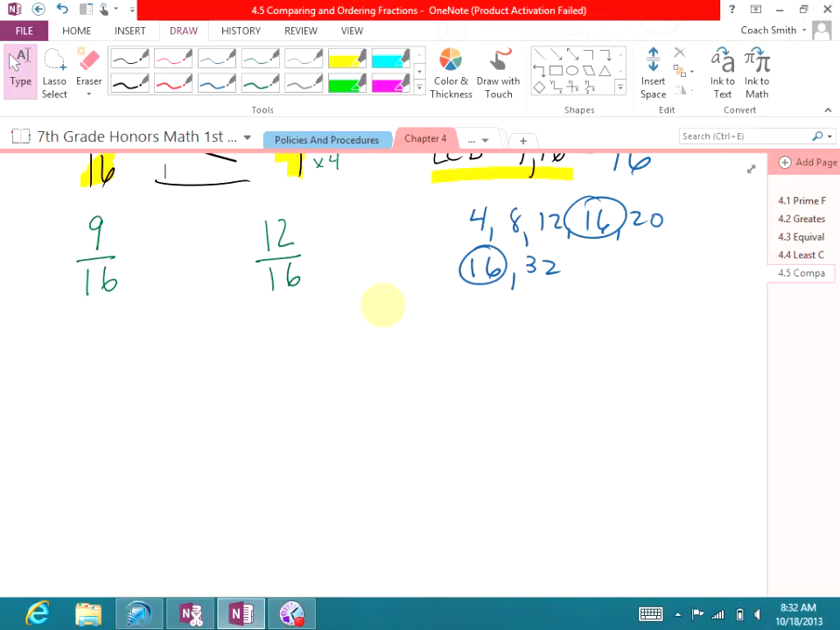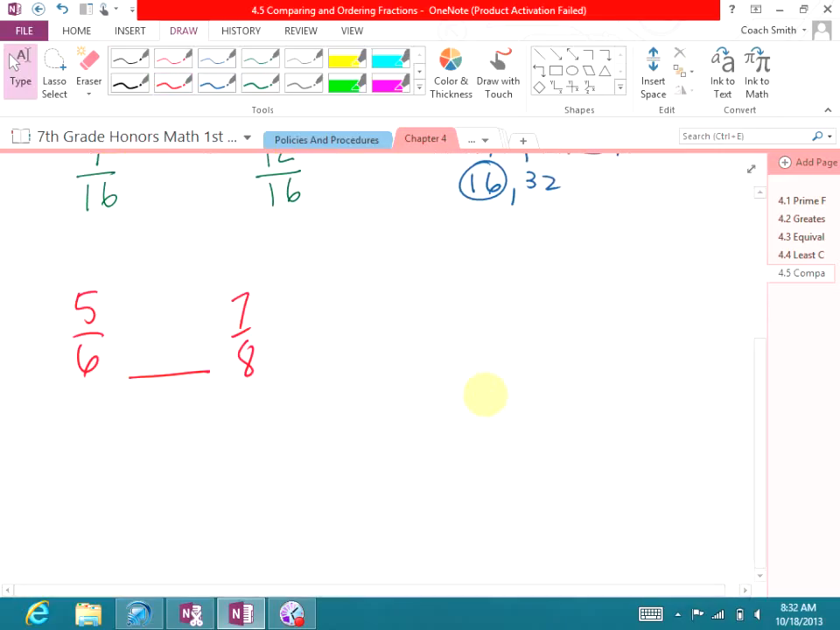5/6 and 7/8. So the first thing is we have to find the LCD, least common denominator, of 6 and 8. 24. Okay? So our least common denominator of 6 and 8 is equal to 24.